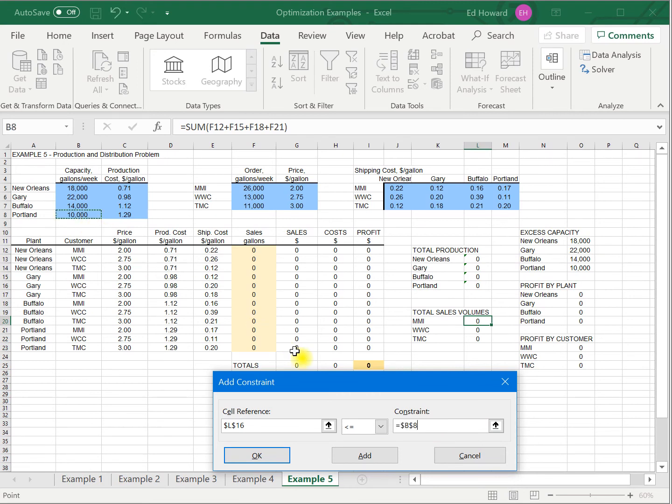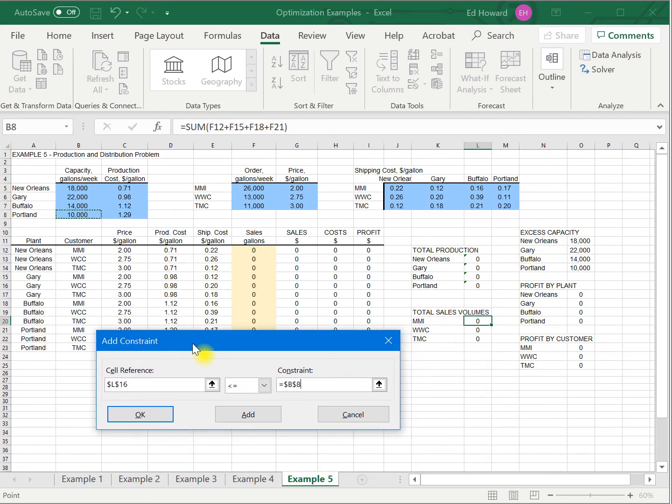10,000 gallons. Now we also have to make sure we fill our orders. So the total sales volumes to Midwestern Manufacturing, and we'll make this equal to their order.